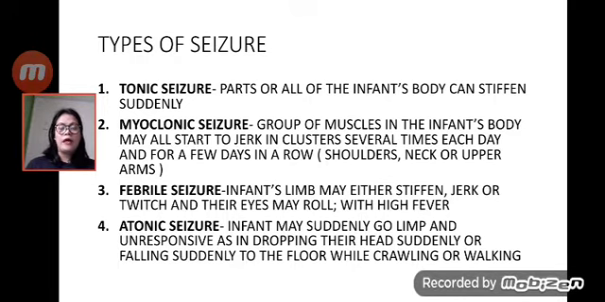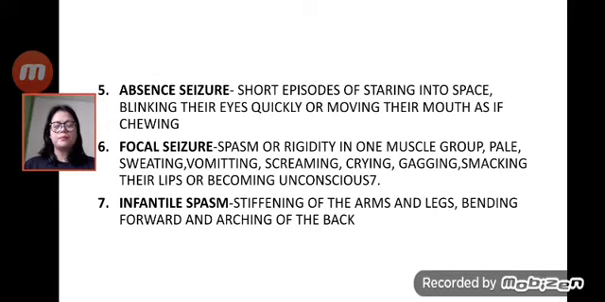And another type of seizure would be the febrile seizure, wherein the infant's limb may either stiffen, jerk, or twitch, and their eyes may roll. Okay? And of course, knowing this one is a febrile one, there should be a high fever noted. Then a tonic seizure, wherein the infant may suddenly go limp and unresponsive, as in dropping their head suddenly or falling suddenly to the floor while crawling or walking.